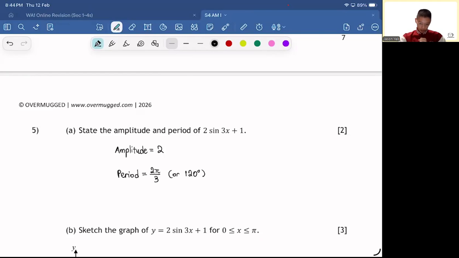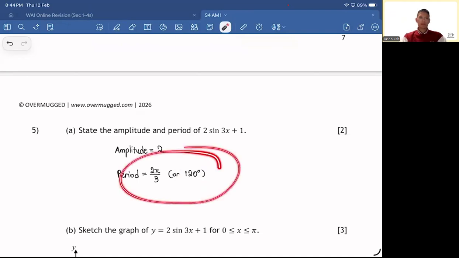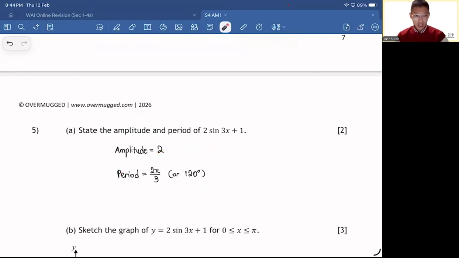Because you're at 120, maybe sometimes you're hyper. This question came out for your WA. And I know when you are very excited, sometimes you discuss the answers. You say, what's the period? Oh, 120. I write 2 pi by 3. How? It's okay. Both of them are the same. So just take note.